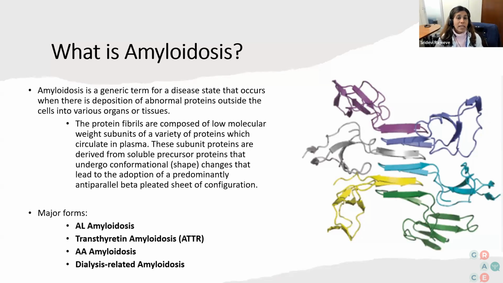Now, there are many forms of amyloidosis that are increasingly being identified in the world, but I've listed the four major forms that we always try to distinguish, to make sure which type of amyloidosis the patient has. The four major forms include AL amyloidosis, then ATTR or transthyretin amyloidosis, then AA amyloidosis, and another common amyloidosis recently has been dialysis-related amyloidosis.